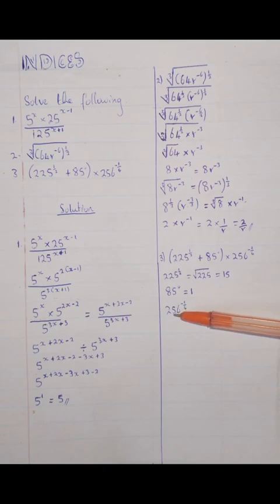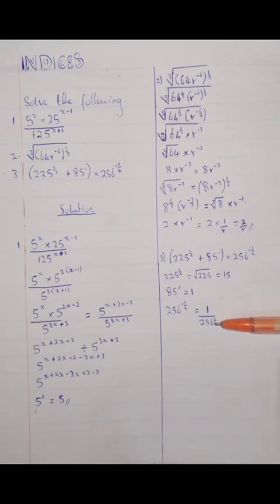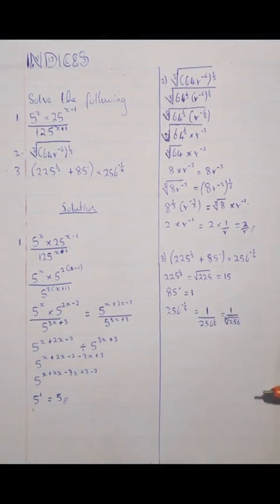Now if you have this as 1 over 256 to the power of 1 over 4, what is the next thing to do? You recall I said anything to the power of 1 over 2 means square root. Anything to the power of 1 over 3 means cube root. Anything to the power of 1 over 4 means 4th root. Anything to the power of 1 over 5 means 5th root. So we'll be taking the 4th root of 256. So we'll be having 1 over the 4th root of 256.